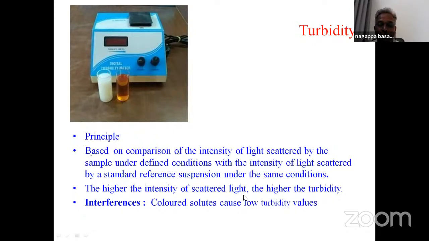This is the standard reference suspension, and this is the sample. Now, interference from colored solutes: colored samples definitely cause a lot of turbidity interference. We have to physically verify whether the sample is colorless or colored, and accordingly we have to apply a correction. A lot of correction factors are there.